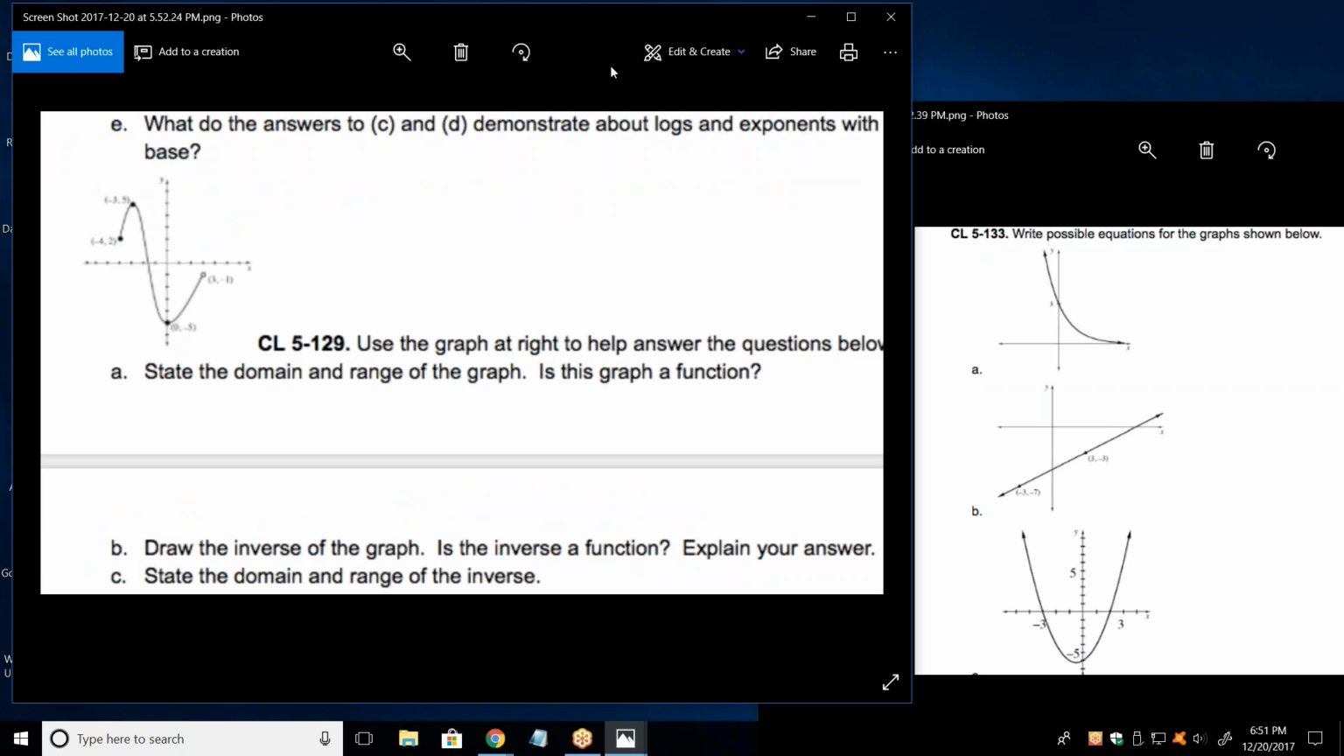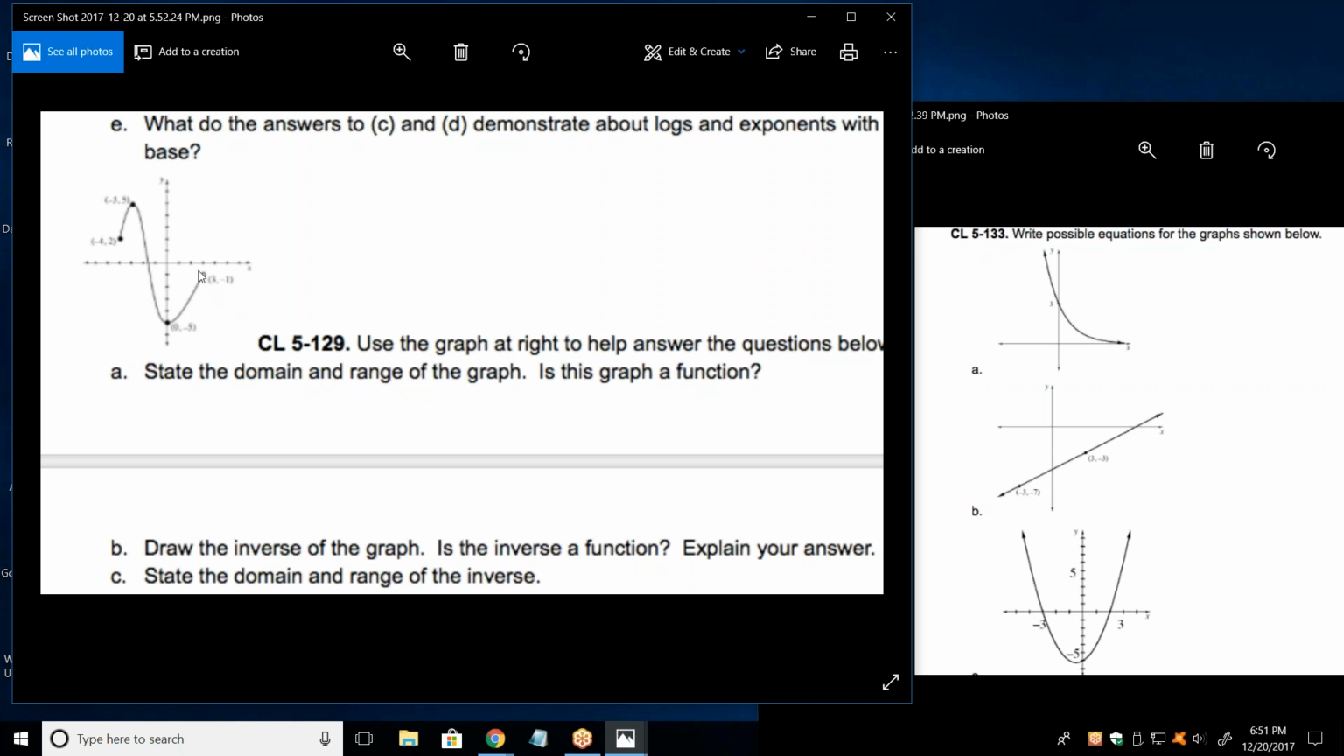Domain is on the left side. It's a bracket, and then -4, and then parentheses on the other side because it's an open circle. Comma, and then whatever that number is. Yeah, that's 3. So it's 3 and then a parenthesis because it's an open dot. And that's the only domain.